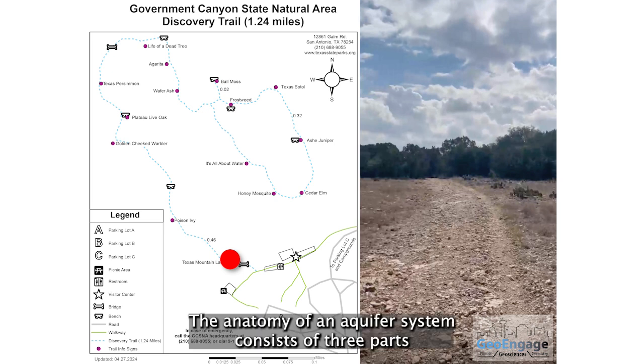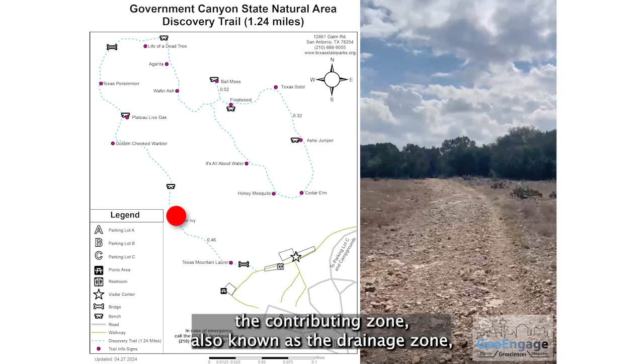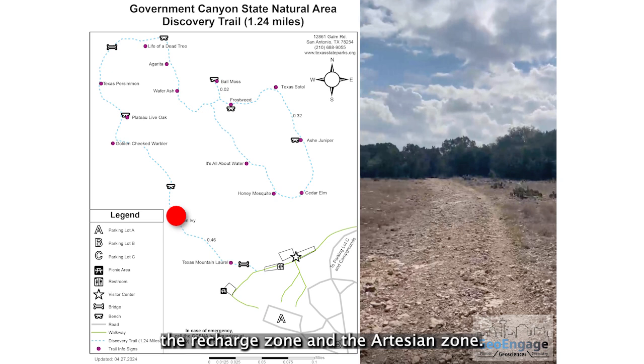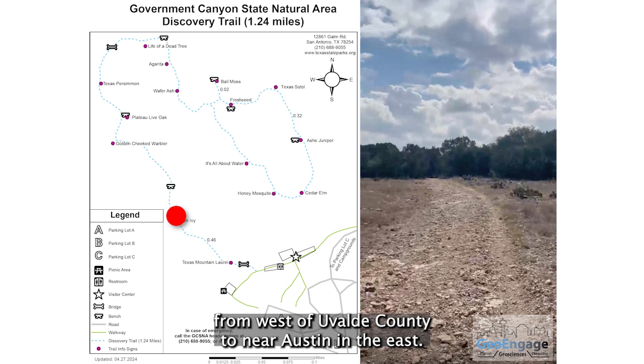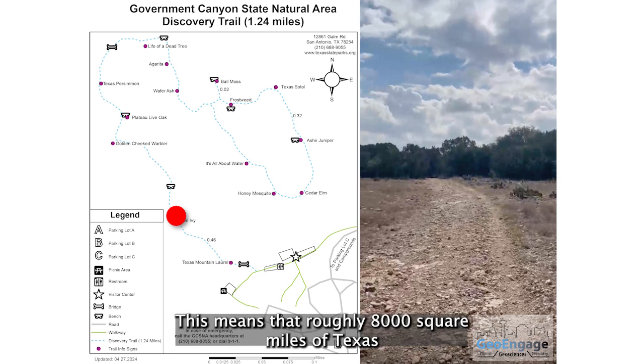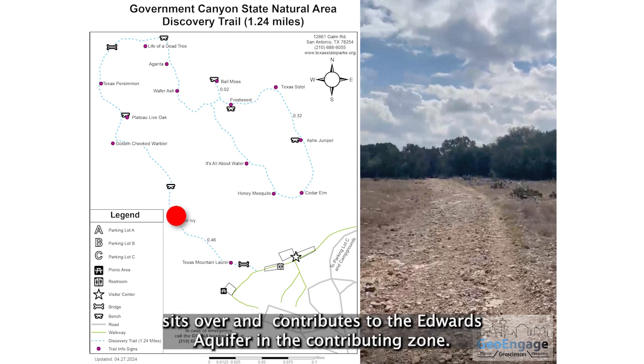The anatomy of an aquifer system consists of 3 parts: the contributing zone, also known as the drainage zone, the recharge zone, and the artesian zone. The Edwards Aquifer System stretches across 8 different counties, from west of Uvalde County to near Austin in the east. This means that roughly 8,000 square miles of Texas sits over or contributes to the Edwards Aquifer.